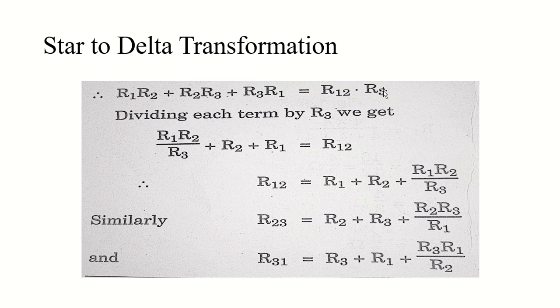Now if I want to send this r3 to the other side, what will I get? I will get r1 into r2 divided by r3. Here we have r3, so r3 will cancel each other out and we will be left with r2. Again we have r3 here, so r3 will cancel each other out and we will be left with r1 is equal to r12. So that will be the value of r12, the resistance which was on the right side.